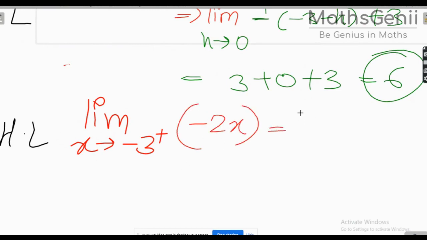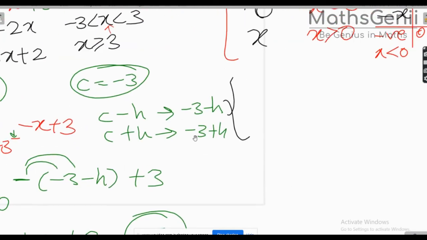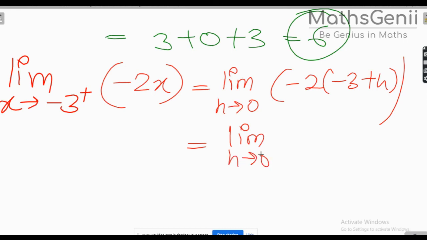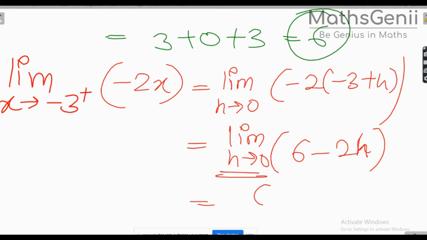Now, what is your second step? Convert it into h tends to 0. Now for plus, what is the substitution for plus? Minus 3 plus h. So again, let me just open the bracket first. Minus 2 minus 3, it's 6, minus plus minus 2h. But limit h tends to 0, so instead of h, I'm going to substitute 0. So it's going to be 6.